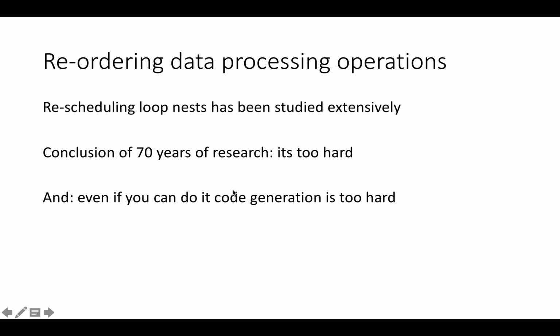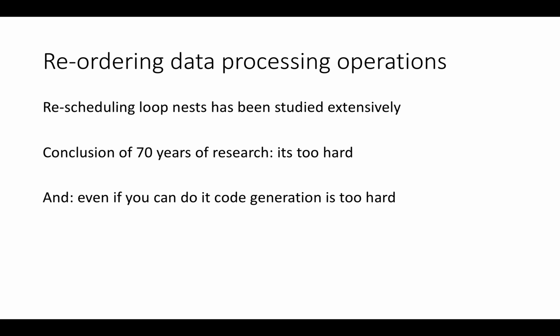And it turns out that this problem has been studied extensively for decades and decades. There's been a huge amount of effort in compilers and in polyhedral analysis to do rescheduling of loop nests for better memory locality. And the conclusion of 70 years of research has basically been it's just too hard, that in general, this kind of analysis doesn't work very well, and it's still in most real compilers up to a person to get high performance by making decisions about how loops are organized.